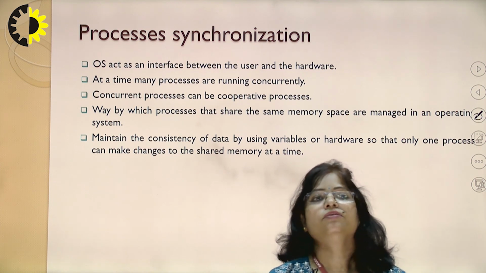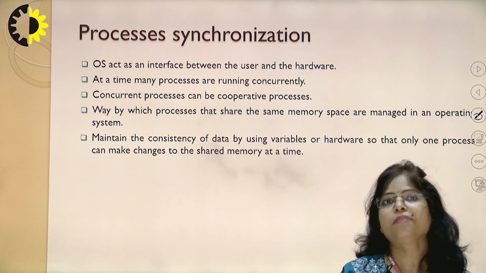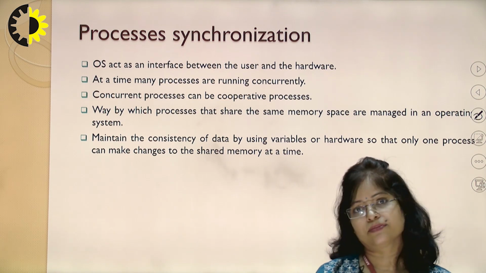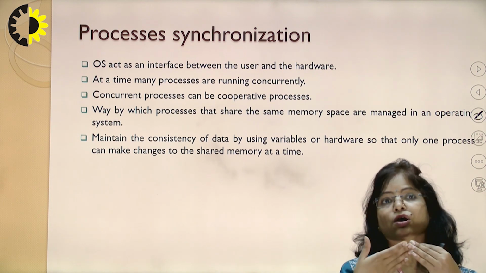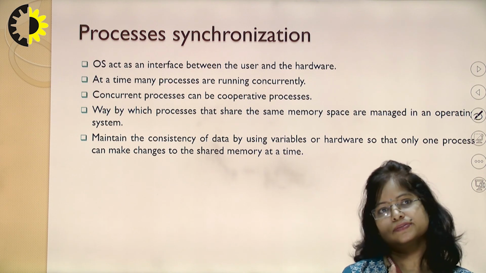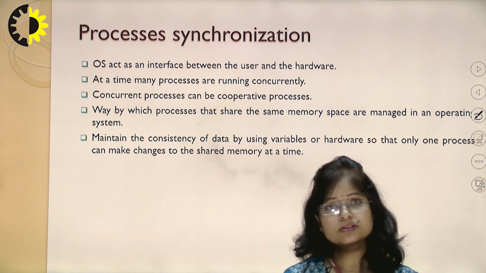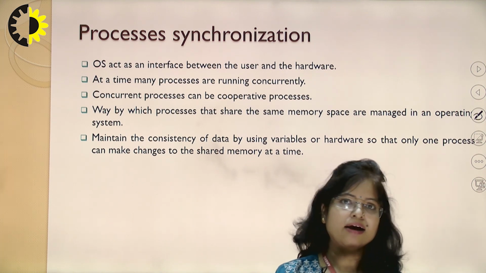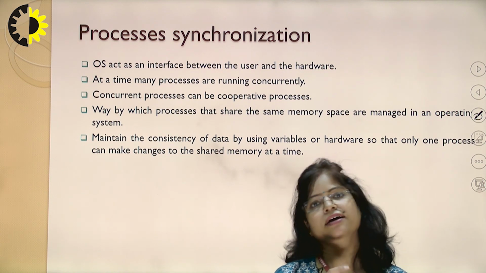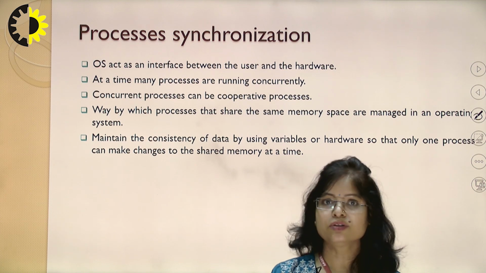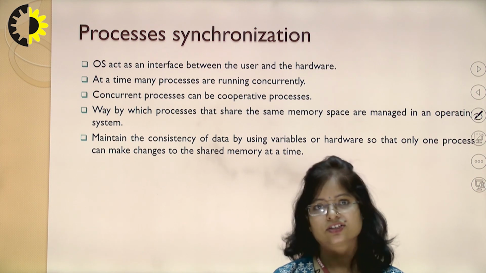So the way by which processes that share the memory space are managed in an operating system, so that no conflict between the different cooperating processes occurs. We maintain the consistency of the data by using variables or hardware, so that only one process can make changes to the shared memory at a time. This is process synchronization, and we will discuss it in more detail in further lectures. Thank you.